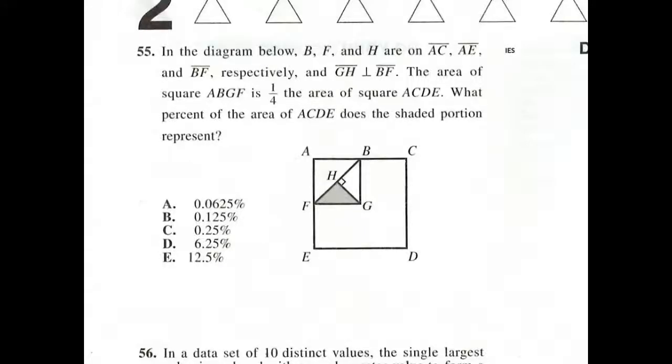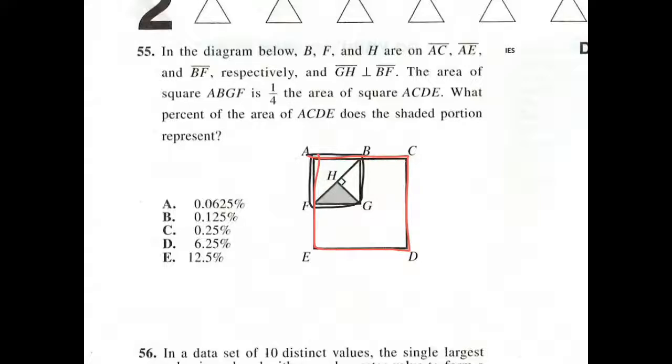In the diagram below, B, F, and H, so these 3 points, are on AC, AE, and BF respectively, and GH is perpendicular to BF. The area of square ABGF, so they're telling you this smaller square is 1/4 the area of square ACDE, so the larger square. What percent of the area of ACDE does the shaded portion represent?